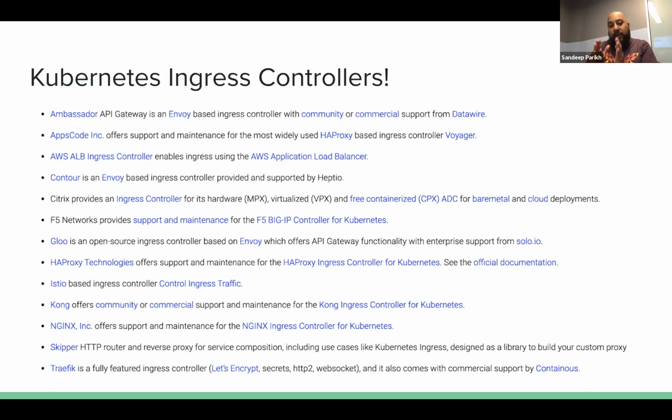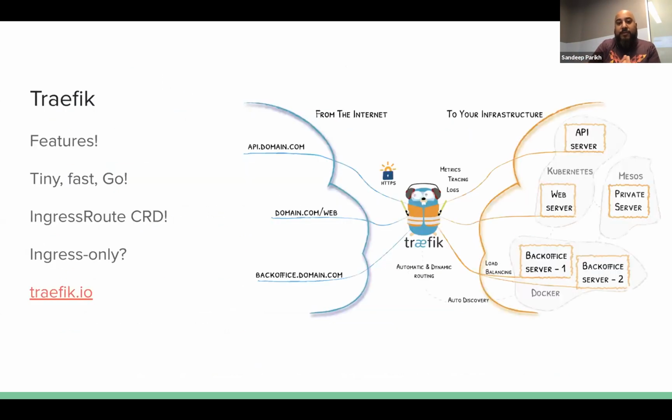Specifically, they will target what the Ingress resource supports, but they may also have additional features. So one of the first ones that we'll talk about really quickly here is Traefik. Traefik has a ton of great features, right? It's very tiny, it's very fast, it's written in Go. I think it lends itself to being a very, very quick and powerful solution.